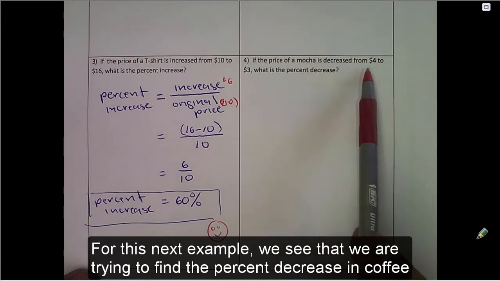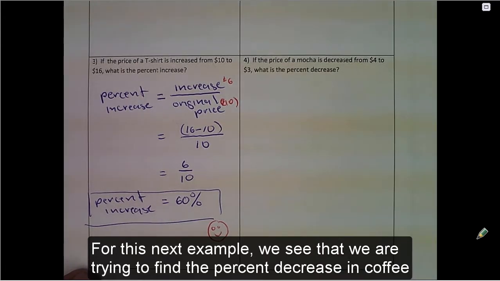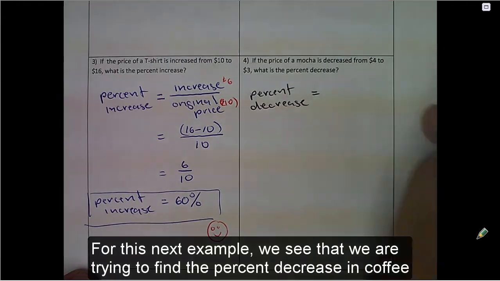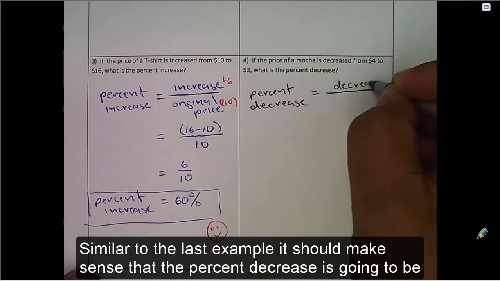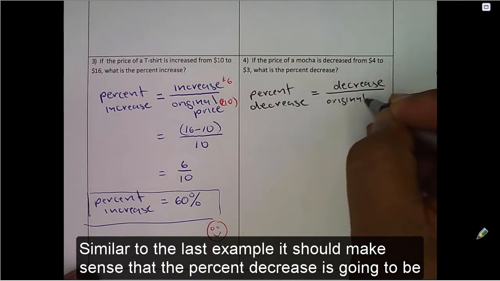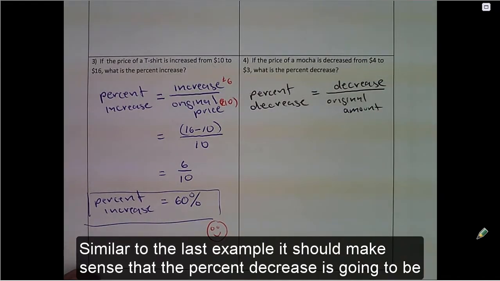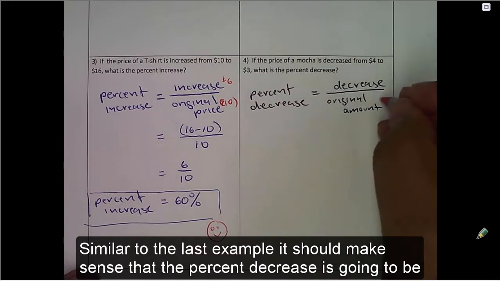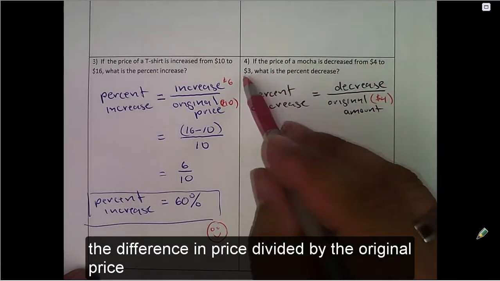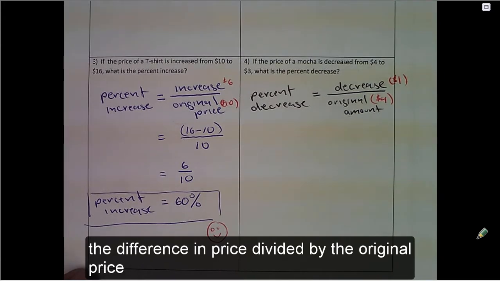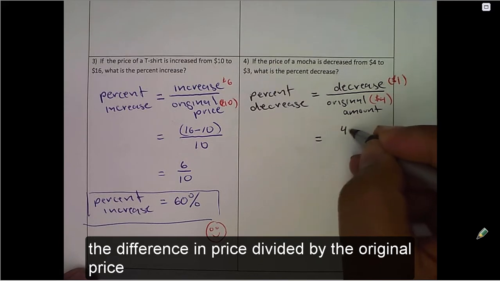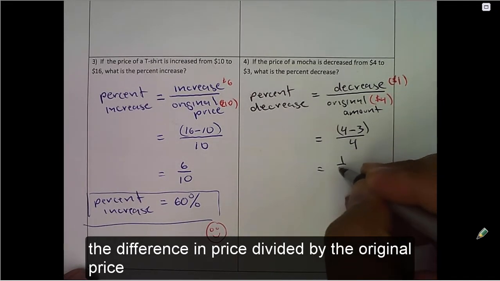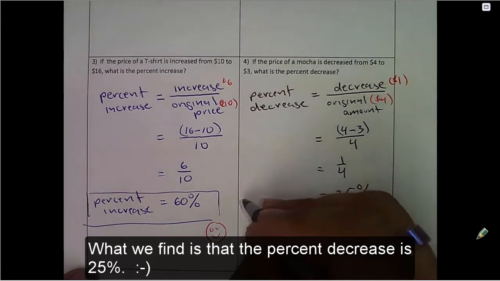For this next example, we see that we are trying to find the percent decrease in coffee. It's pretty similar to the last example. It should make sense that the percent decrease is going to be 4 minus 3 divided by the original price, which was 4. And what we find is the percent decrease being 25%.